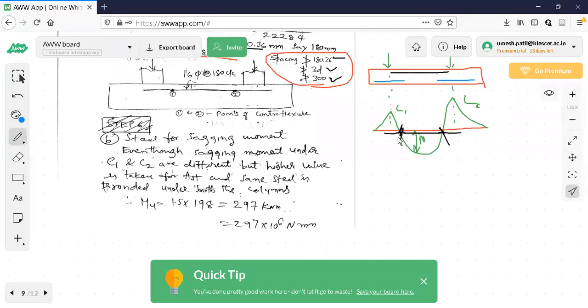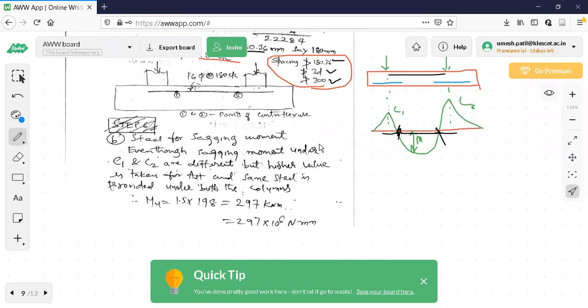Why? The reason is, you can see the concentration of sagging moment in and around column 1. Again, concentration of sagging moment in and around column 2. So near the columns, the moment is sagging, therefore the tension zone is below the neutral axis. So in the tension zone, I should provide the reinforcement. Is it clear? Now, how to find this and this, and how to place them?